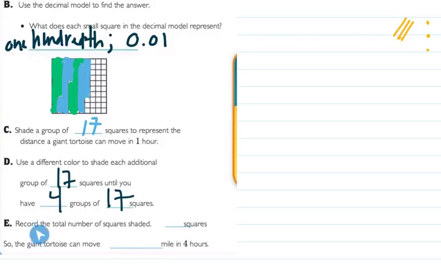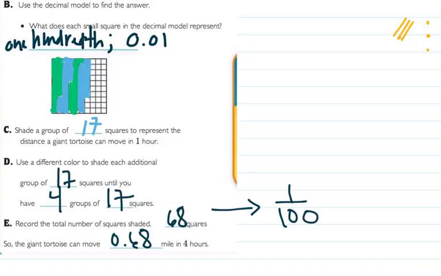Now, boys and girls, it says record the total number of squares shaded. Now, a lot of kids will go through and they'll count each individual square, but that's not necessary. What we can simply do is count down the columns because we know each column contains 10. So we have 10, 20, 30, 40, 50, 60, 61, 62, 63, 64, 65, 66, 67, 68. So boys and girls, we know that there are 68 squares shaded, but we know that each of those squares actually represents 1/100th. So we know that the giant tortoise can move 68/100ths mile in 4 hours.